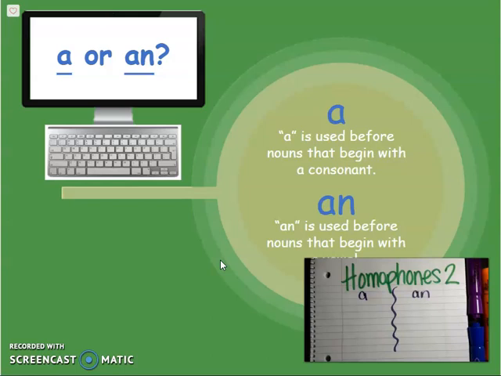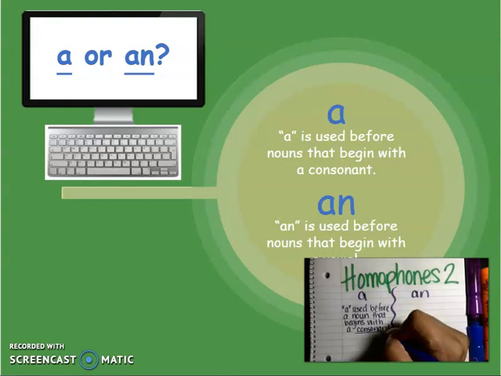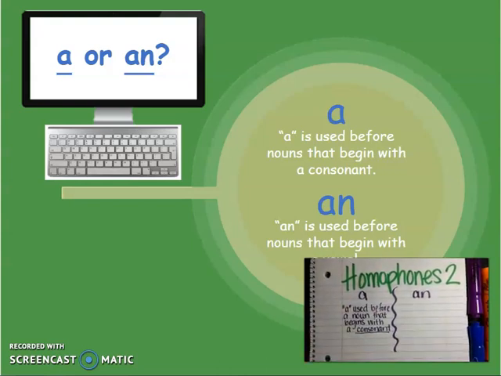If we are talking about a, we use it before a noun that begins with a consonant. So that word consonant is very important, and we need to know what a consonant is. Okay? Consonant is any letter in the alphabet that is not a vowel. So we know the vowels are specific, and if it does not begin with a vowel, it begins with a consonant. So anytime that you have a noun that starts with a consonant, you will use the word a in front of it. And we'll give some examples in a moment.